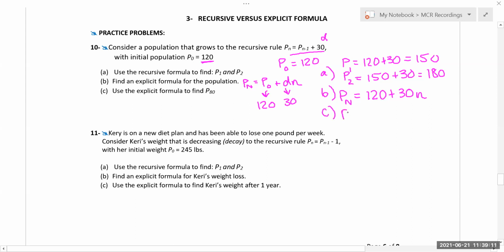So for part C, P80 is equal to 120 plus 30 times 80, which is this nice big 2,520 for my answers. Okay, so think on that a minute, make sure it's making sense. And then try number 11, really pause it, try the same thing.